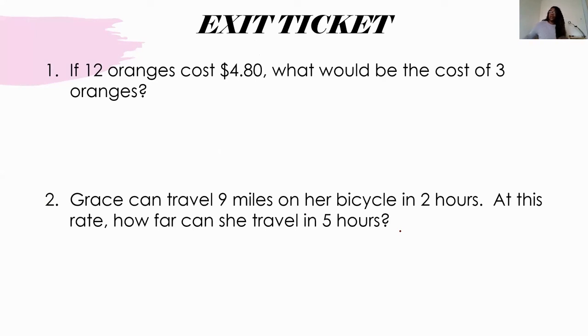So for the exit ticket, you only have two problems to do. So if 12 oranges cost $4.80, what would be the cost of 3 oranges? Okay, Grace can travel 9 miles on her bike in 2 hours. At this rate, how far can she travel in 5 hours? So if we're just looking at those two, try to answer them as best you can. And then remember, look for the next video.